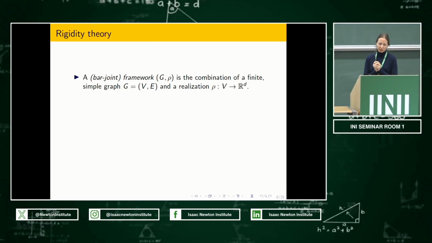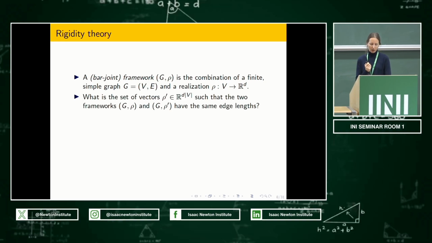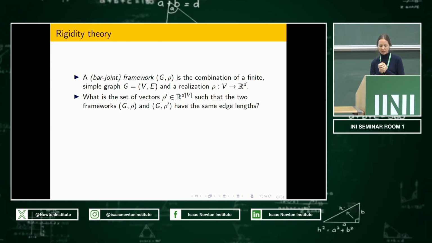So the main object in rigidity theory is a bar joint framework. It's a pair G and ρ. G is a finite simple graph, and ρ is a realization of the graph. So it's a map from the vertex set to R^d. And the question that one asks is, what is the set of realizations ρ prime such that the two frameworks, G and ρ and G and ρ prime, have the same edge lengths?